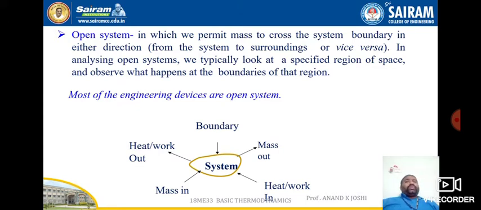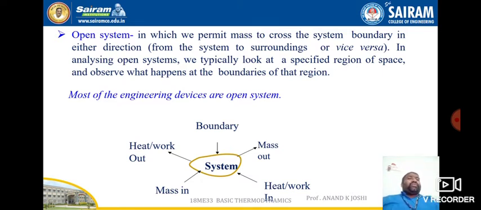The next one is the open system. What is an open system? Both energy and mass interact with the surroundings. Most engineering devices are open systems. In the figure you can identify that the system receives mass and also gives mass out to the surroundings. Energy also, that is heat and work, enters the system and leaves the system. This is how an open system works.